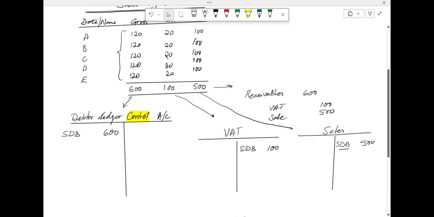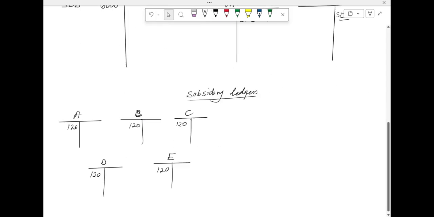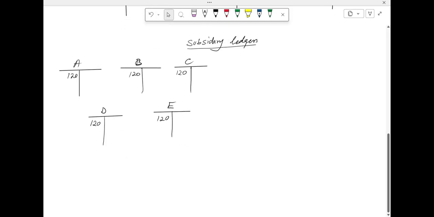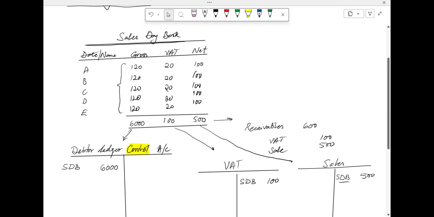Now, next thing is, if I make an error in adding these totals, so 120 5 times is 600, if by mistake I record 6,000, so by mistake I have added one extra zero, the effect of this error will appear in the control account because the total will go into the control account, but the individual accounts will be okay because the problem is not with the individual figures, it's the total, and that is called overcasting. I have added more than what it should be. So if I write 6,000, then it is overcasting.